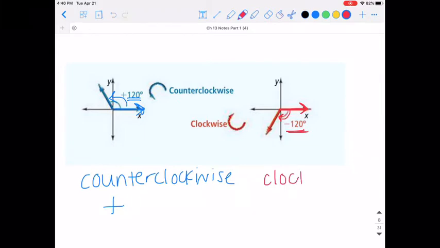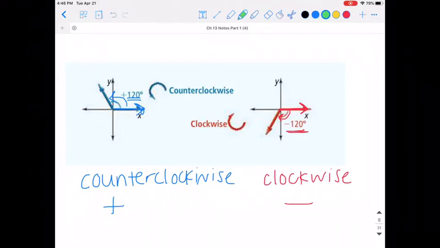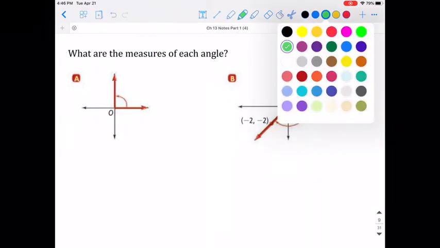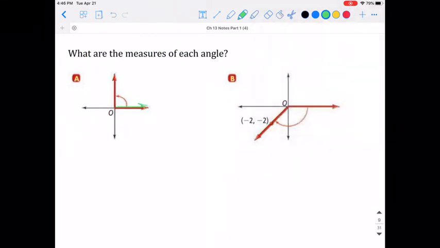Clockwise is always negative. We can use these rotations to figure out the measures of angles. So for A, we're looking at this angle that starts, our terminal side is always the x-axis, and rotates around to the y-axis. We're moving in a counterclockwise direction, so we know it has to be positive, so it's easy to tell in this case that we've moved positive 90 degrees.